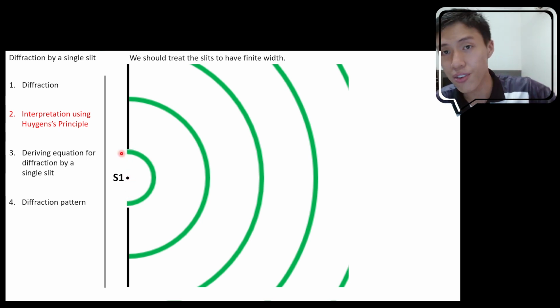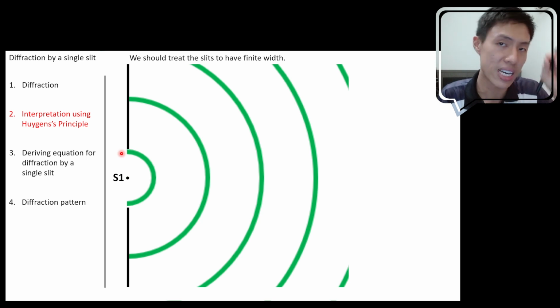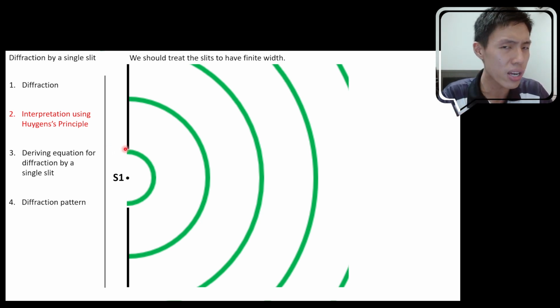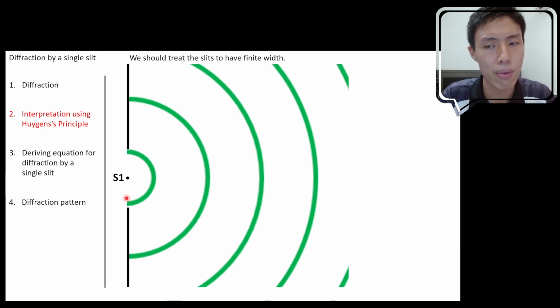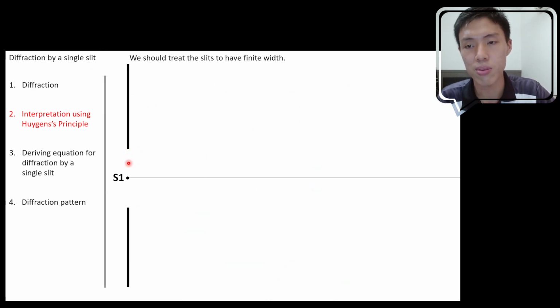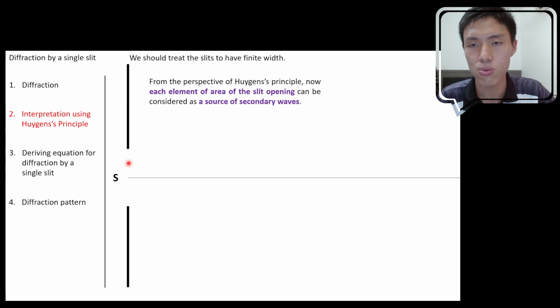Last time it was very, very narrow, so we could ignore the size of the hole. But now we are going to assume that the hole is not so narrow anymore, so it's a hole whose width we can measure, and we call it the width of the slit. Because this is a single slit, we don't need to label it S1, we can just call it S.